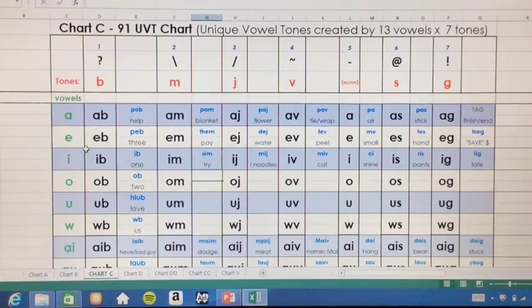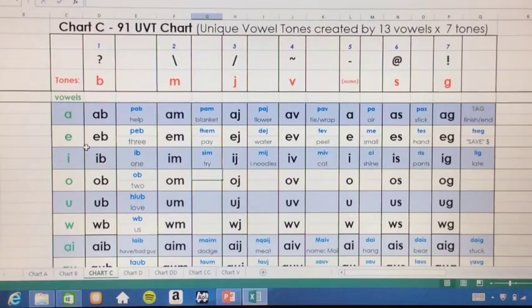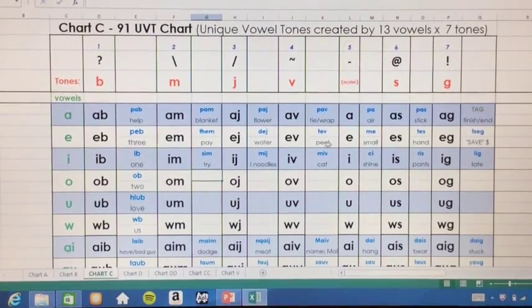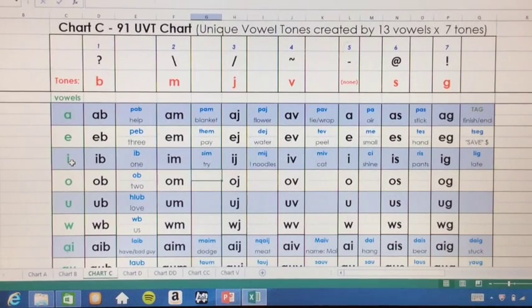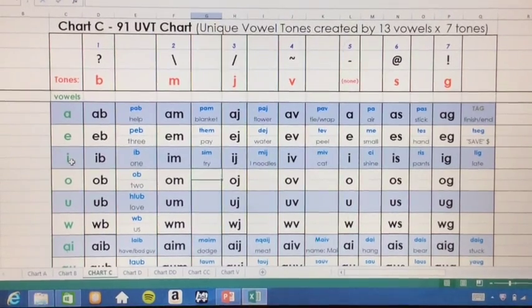Let's say the entire row for the vowel E. A, A, A, A, A, A, A. Once you get the rhythm of the 7 tones down, it makes it so much easier. And we're going to go through the row I first before we say all of them together.